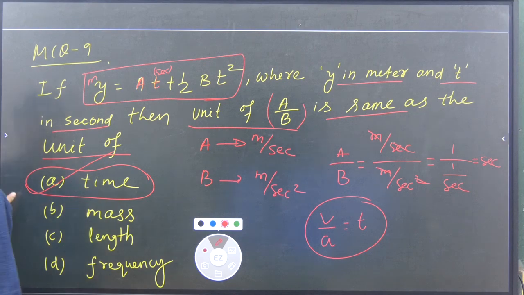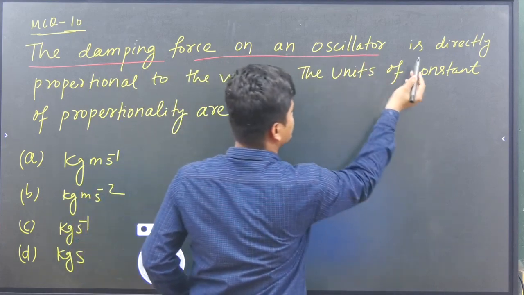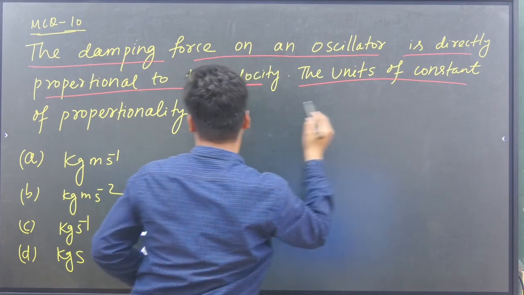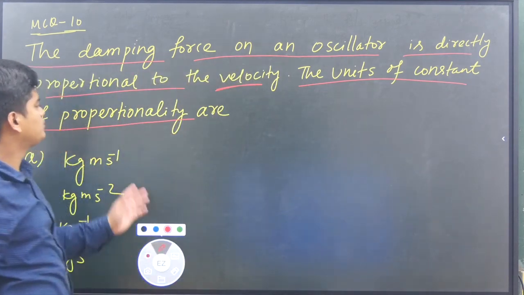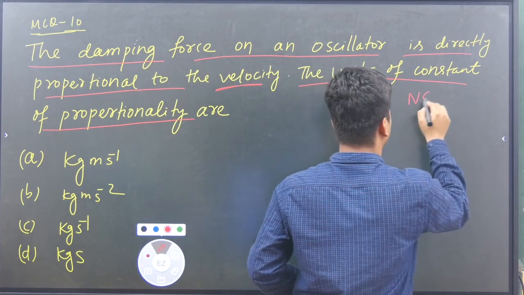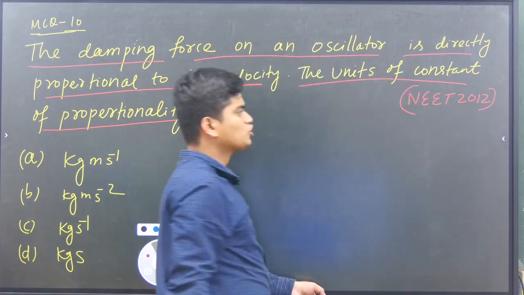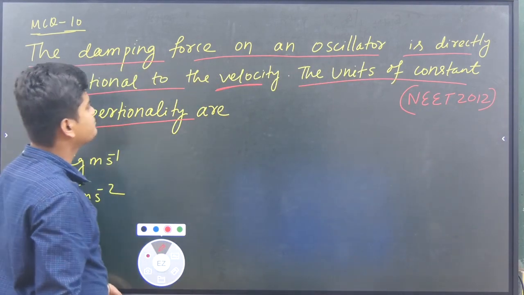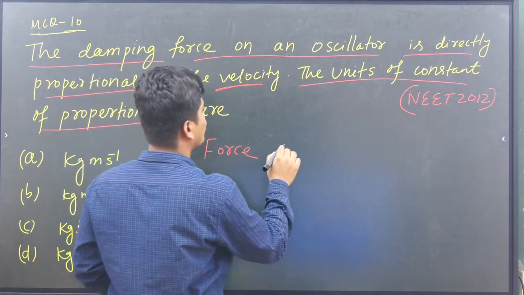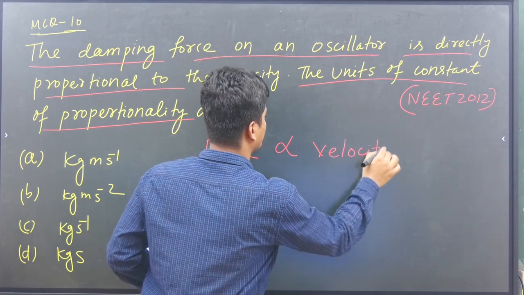Now we will go to the next question. The damping force on an oscillator is directly proportional to the velocity. The unit of the constant of proportionality is what? This is a NEET previous year question, NEET 2012. So what did they ask here? Damping force means it is a force actually. Force is directly proportional to velocity.